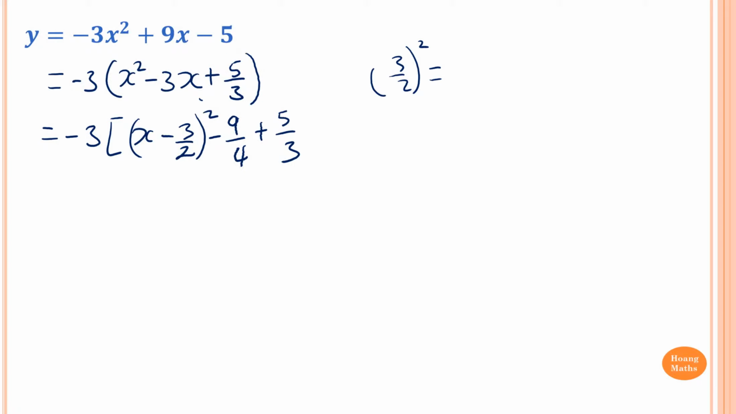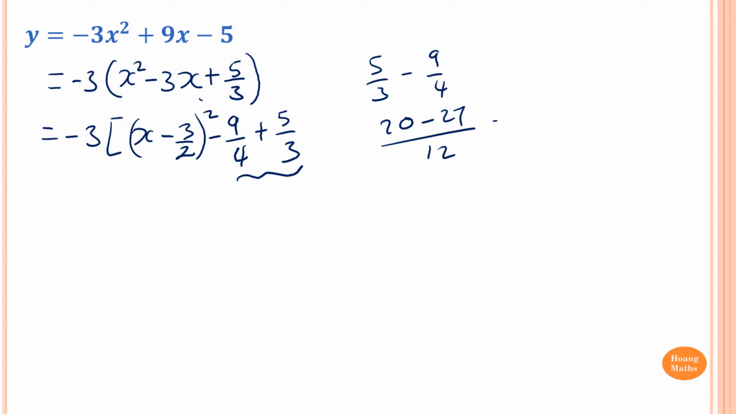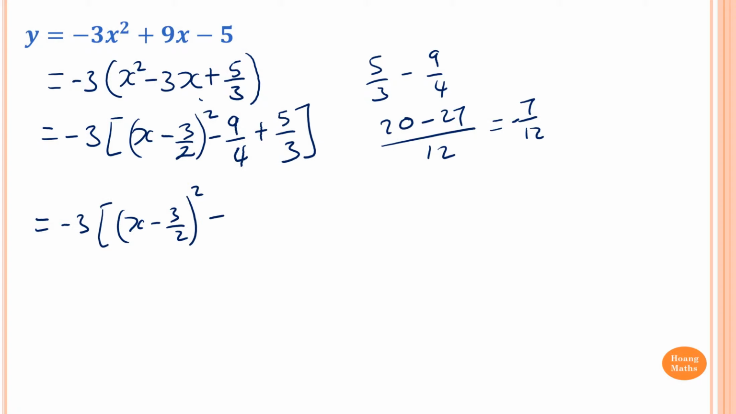So now all I need to do is simplify this bit here. This is the same as 5 over 3 minus 9 over 4, which is 20 minus 27 over 12, which is negative 7 over 12. Otherwise just use your calculator. So I just bracket this, so this becomes minus 3 times x minus 3 over 2 all squared minus 7 over 12 bracket.